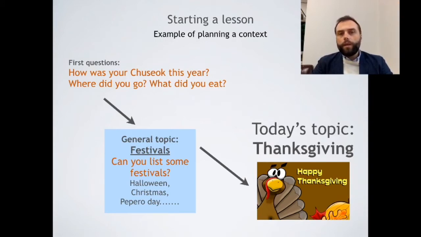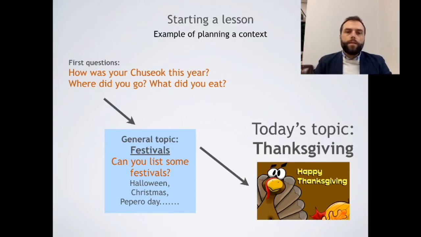Now if you begin the lesson by saying, today we're going to talk about Thanksgiving, right? Maybe that doesn't really mean anything for the students, and you're going to lose their interest. So let's think about Thanksgiving, and let's go backwards. If we move over to the blue box now, the general context of Thanksgiving is festivals. Thanksgiving is a type of festival. So festivals is the general context in which Thanksgiving is one example.